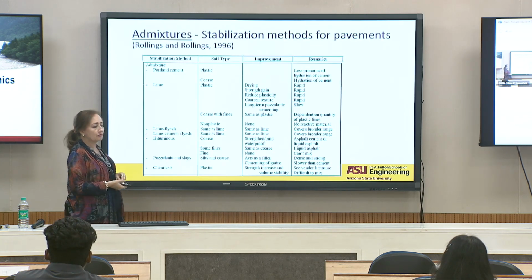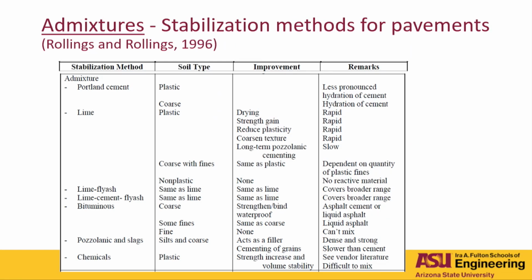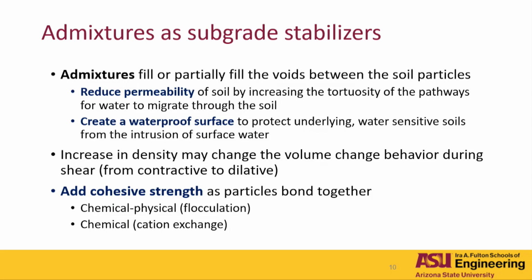Within the admixtures for soil stabilization, again, Rollins has a very nice table in which they explain the benefits of Portland cement, lime, fly ash, and so forth. So let's go a little bit into some of these. What the admixtures do is fill or partially fill the voids between the soil particles. Okay, this is what it is.